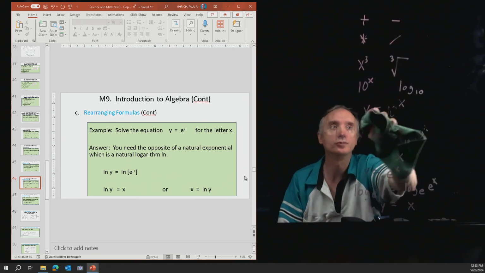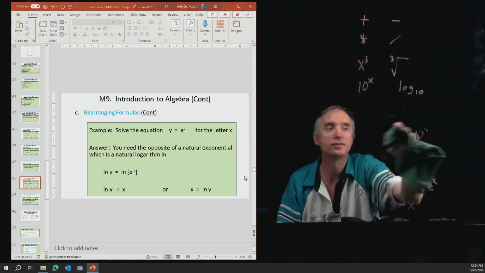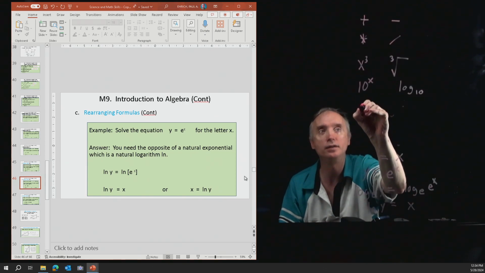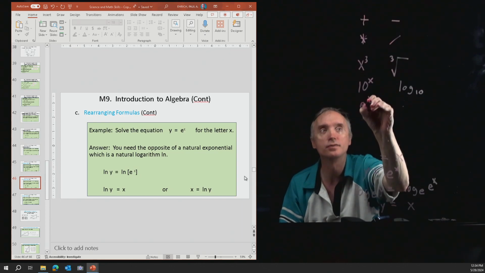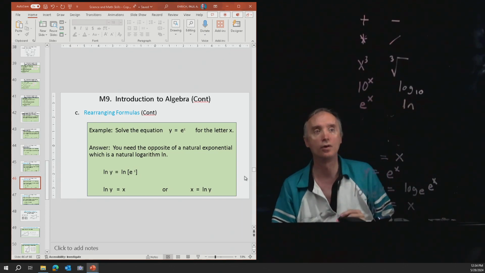Okay, so we now have this, and so if you have e to the x, then the opposite of it is going to be called the natural logarithm.